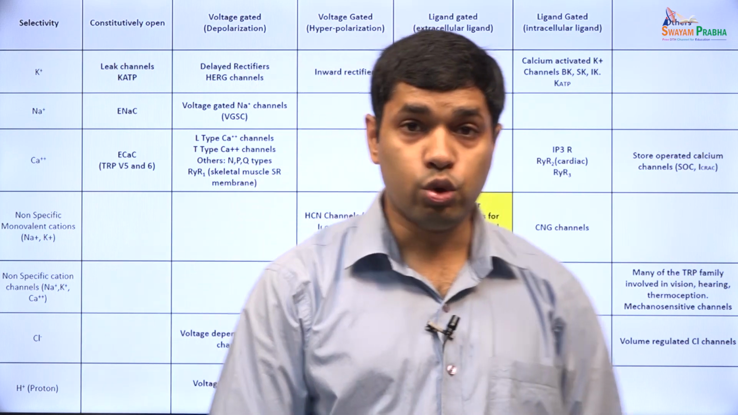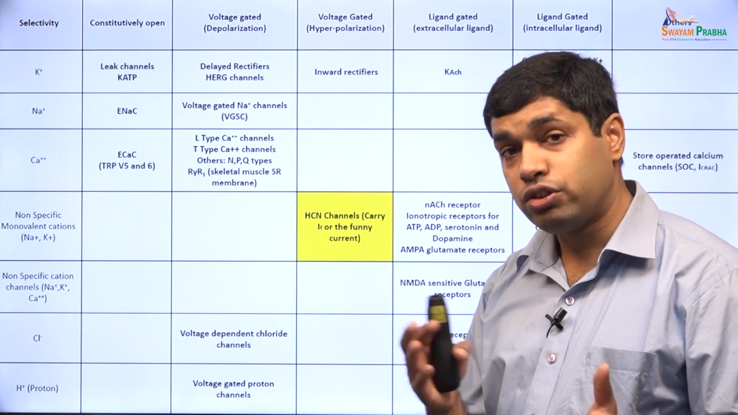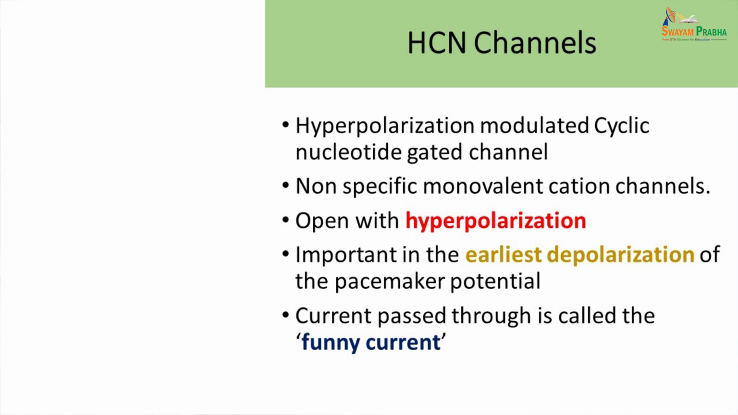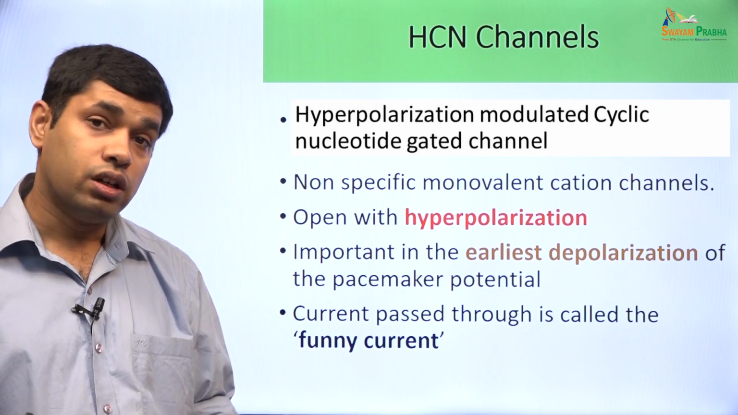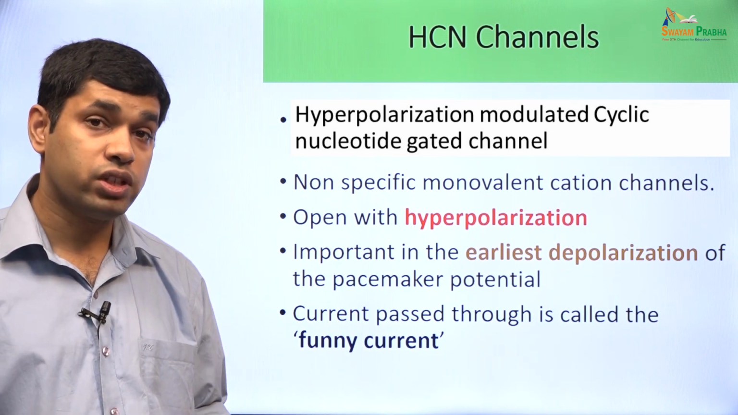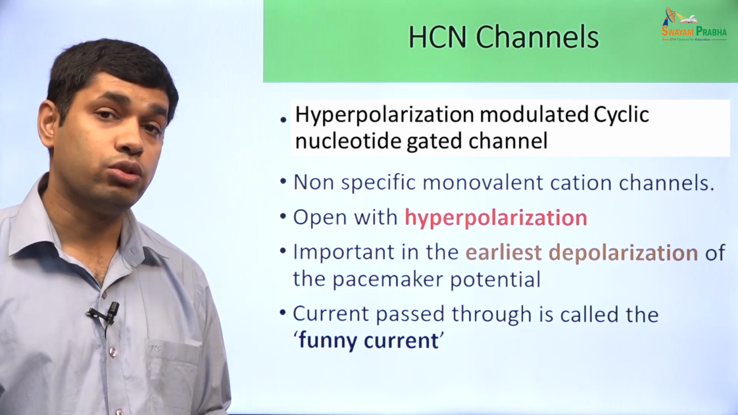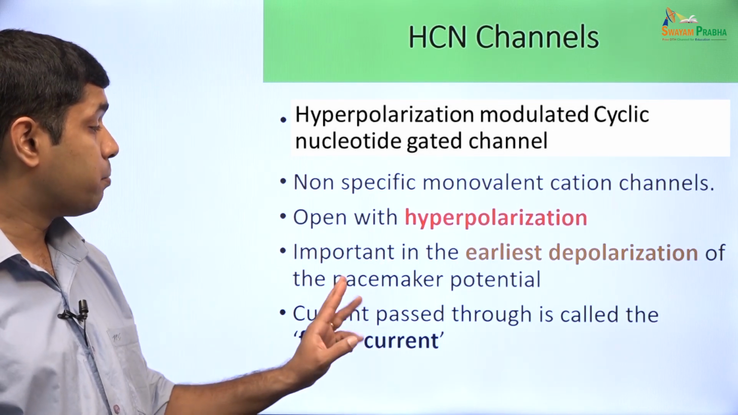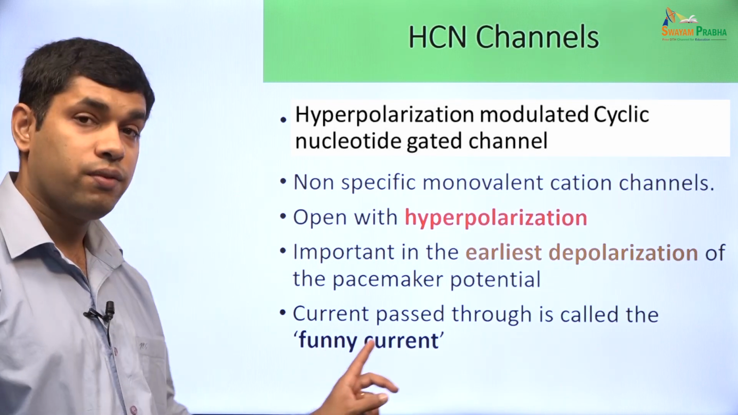We'll move on to the next non-specific monovalent cation channel, and that is what is called the HCN channel, or sometimes the current through this channel is called the funny current. What do we know about them? HCN stands for hyperpolarization-modulated cyclic nucleotide-gated channel. So this opens with hyperpolarization. We've talked about voltage-gated potassium channels and voltage-gated sodium channels, which open with depolarization, but this is a channel that opens with hyperpolarization. They are non-specific monovalent cation channels. They could permit sodium or potassium, but it's primarily sodium that passes through, and because this current appears with hyperpolarization, it was deemed funny, and therefore the name funny current.